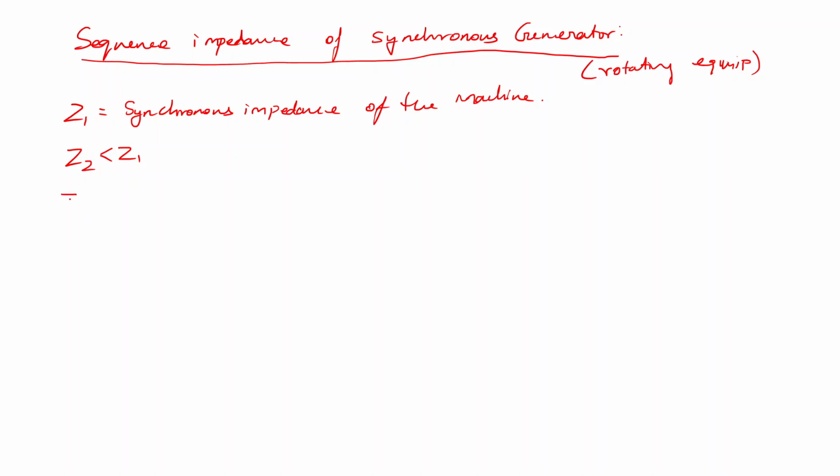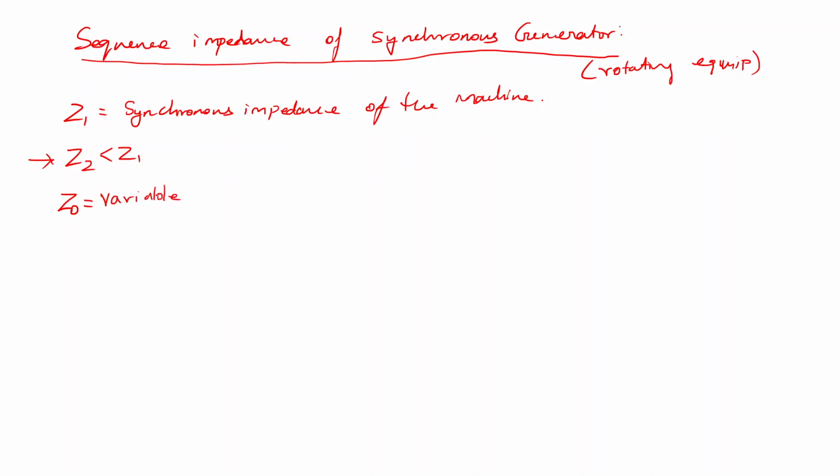And what is Z2? What is 2 here? 2 is the negative sequence. Very good. And what about Z0? Z0 is the zero sequence value. And this Z0 is a variable. Please note down, Z0 is a variable.